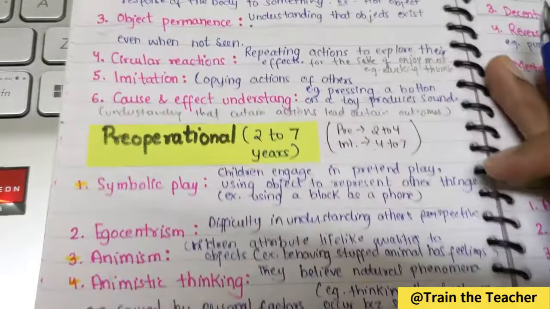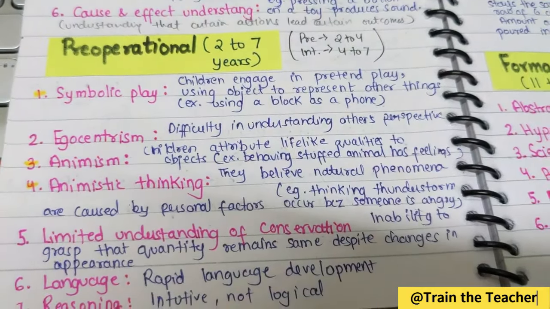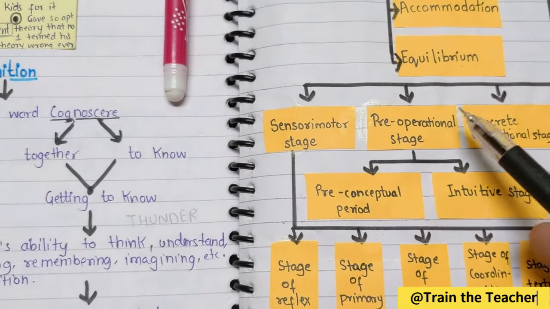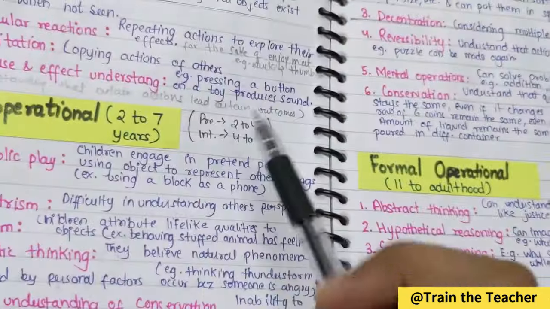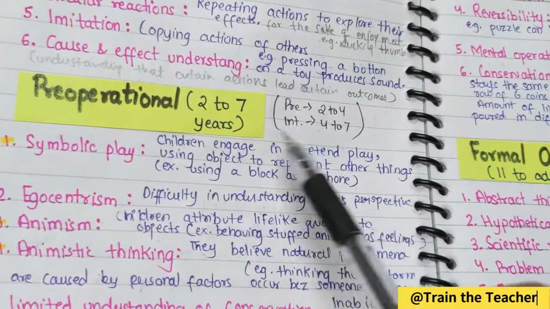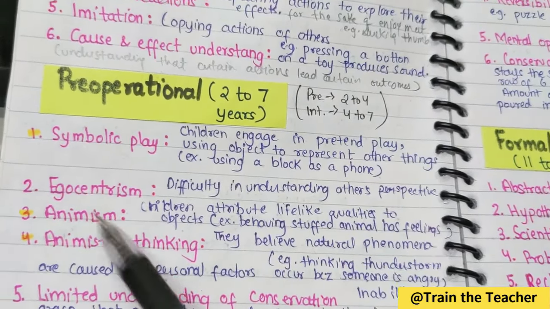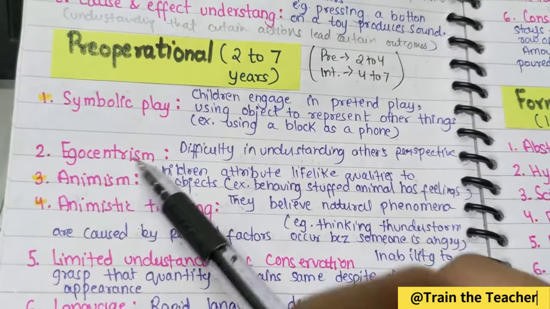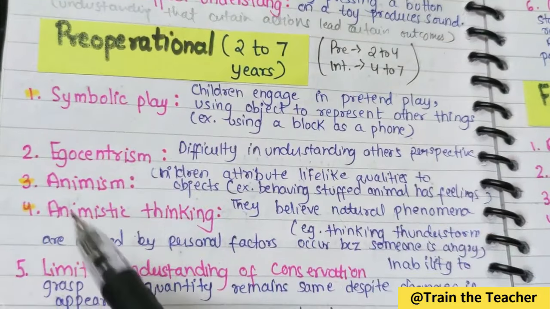All right, now we'll move forward to the next stage, which is pre-operational stage, and it is from 2 to 7 years. Now this stage is further divided. I hope you remember that this stage was further divided into two sub-stages. So pre-operational, pre-conceptual period, and intuitive stage. Now pre-conceptual period is from 2 to 4 years, whereas intuitive is from 4 to 7 years. Also, pre-conceptual has three elements like symbolic play, animism, and animistic thinking. I've highlighted them from yellow. And the intuitive one has the other four elements like egocentrism, okay, limited understanding of conservation, language, and reasoning. Let's start talking about symbolic play.